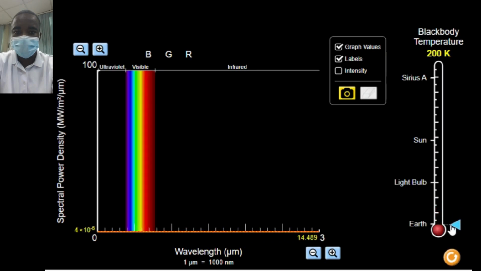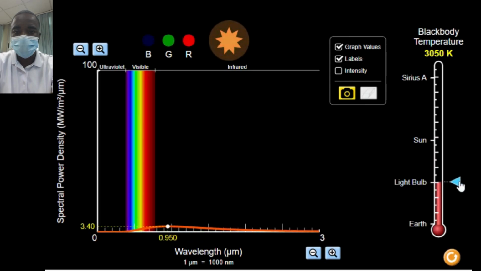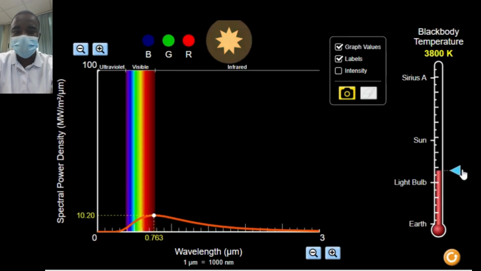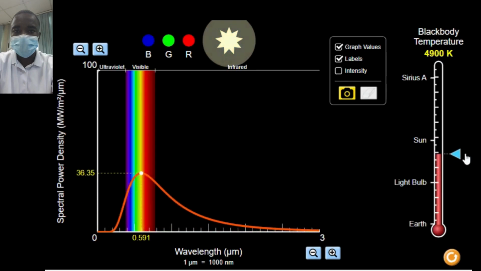The simulation provides an interactive platform where students can actively engage with the concepts of blackbody radiation and its relationship with temperature. By adjusting the temperature and observing the resulting changes in the blackbody spectrum, students can gain a deeper understanding of the principles governing thermal radiation.